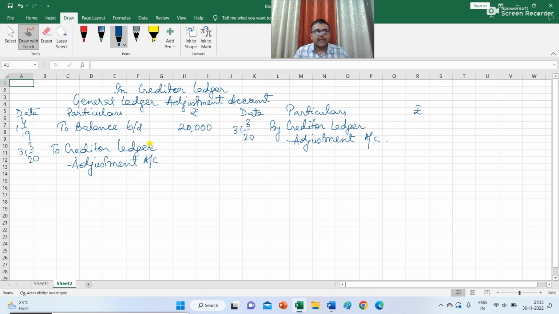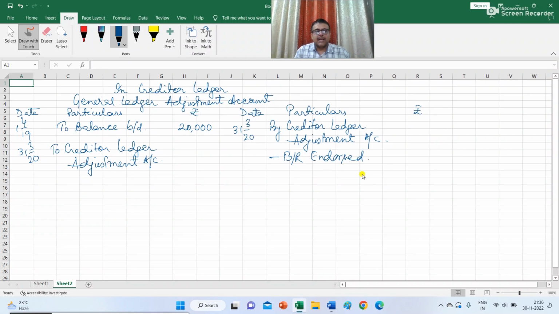Next is bills receivable endorsed in favor of creditor. So here I have to record in a general ledger adjustment account as would appear in creditor ledger. So I am writing here, your actual journal entry is creditor ledger adjustment account debit to general ledger adjustment, and the purpose of this journal is to record the amount of BR endorsed.